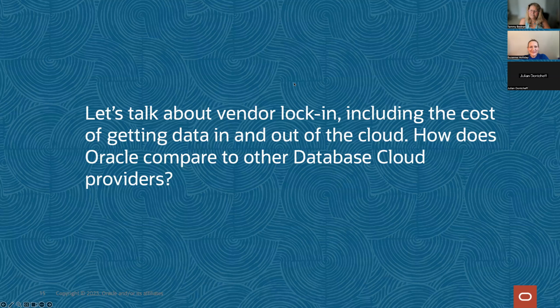Okay, thanks. So this is the last question, Julian. You talked about vendor lock-in very early on, about including the cost of getting data in and out of the cloud. How does Oracle compare to other database cloud providers? Because since we're sharing data across clouds, I think that is a big concern, right?